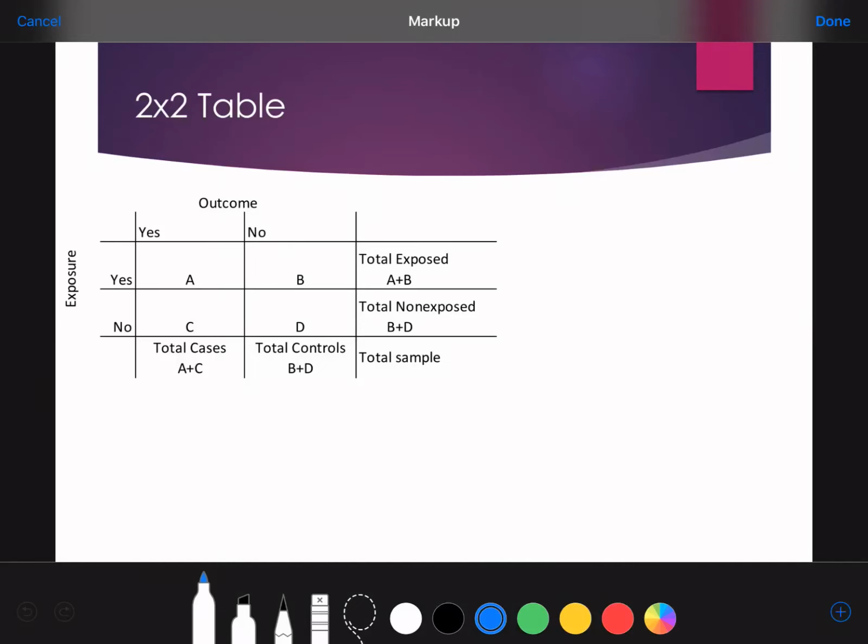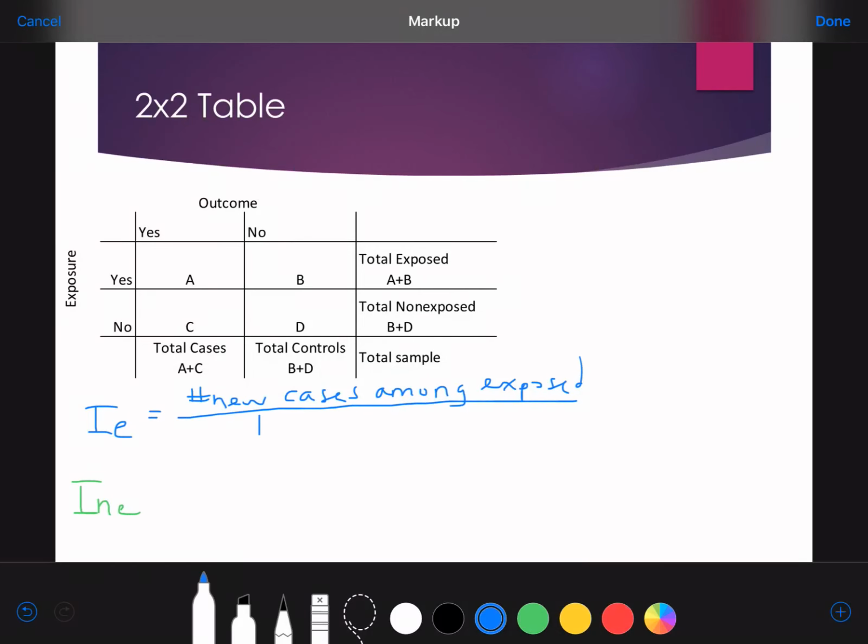Okay, so we're trying to calculate relative risk, and in order to do that, we need both the incidence in the exposed and the incidence in the not exposed, and that's what these two icons stand for. So for the incidence in the exposed, what we are looking for is the number of new cases among the exposed over the total exposed. And that's just based on how we calculate incidence rates, right?